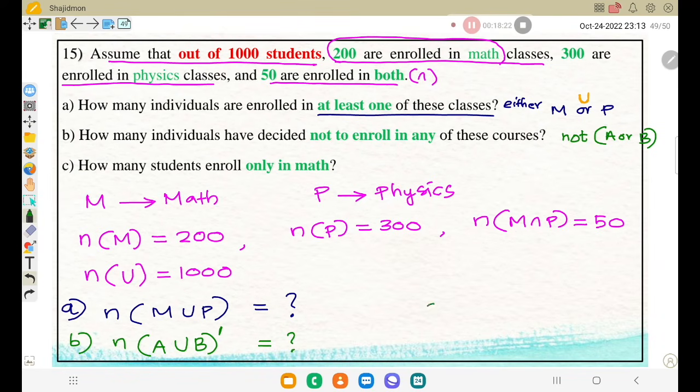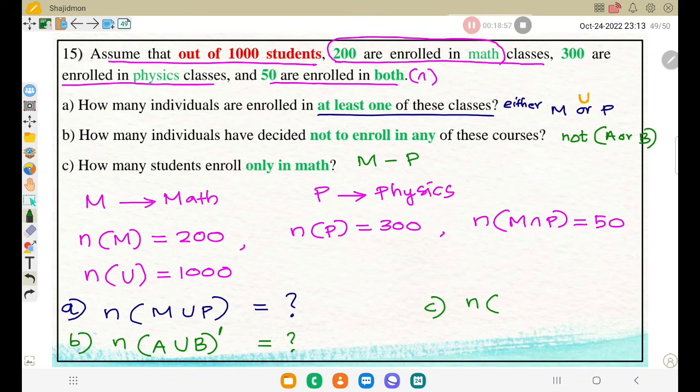Now what is the third question? The C part of the question: how many students enrolled only in math? They can take only math, A only. What do we need to do? We need to subtract B. We don't want B. A only means B subtracted from A, that means number of A minus B. A means the math here, subtract the physics students from that, that means math minus P.